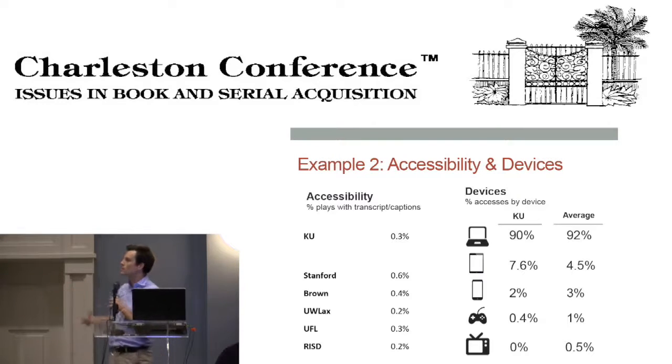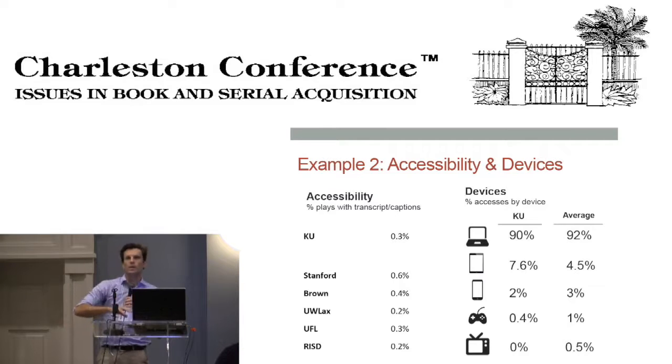Also over here with devices, really fascinating insight came out of that. Rhode Island School of Design was one of the really interesting ones in this study. They had 11% of their usage coming from tablets versus the average of 4.5%. And so when you're Rhode Island School of Design, you see that, you start to go, okay, a lot of our users are using these tablets, these iPads. That's probably something really important to us.